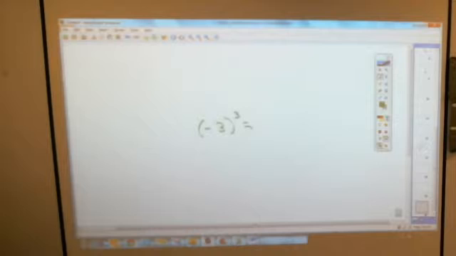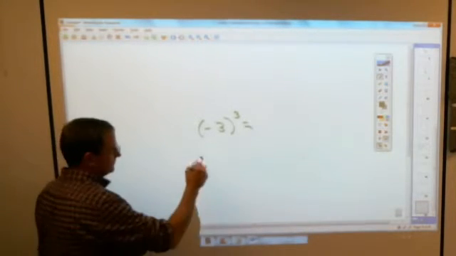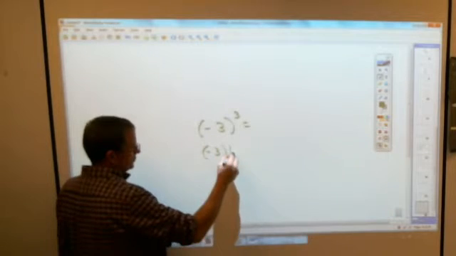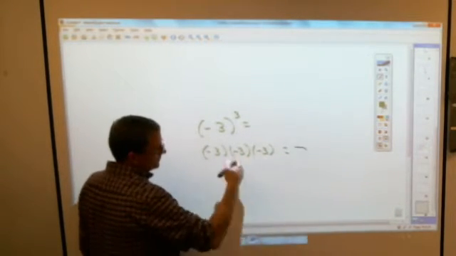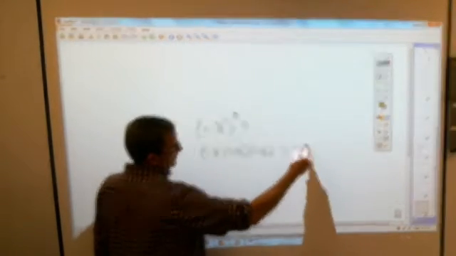Negative 3 cubed. Caleb, positive or negative? Negative. Why? Oh, yeah. Because there's an odd number. That's right, because you got negative 3 times negative 3 times negative 3. Odd number, 3 times 3 times 3 is? Somebody?